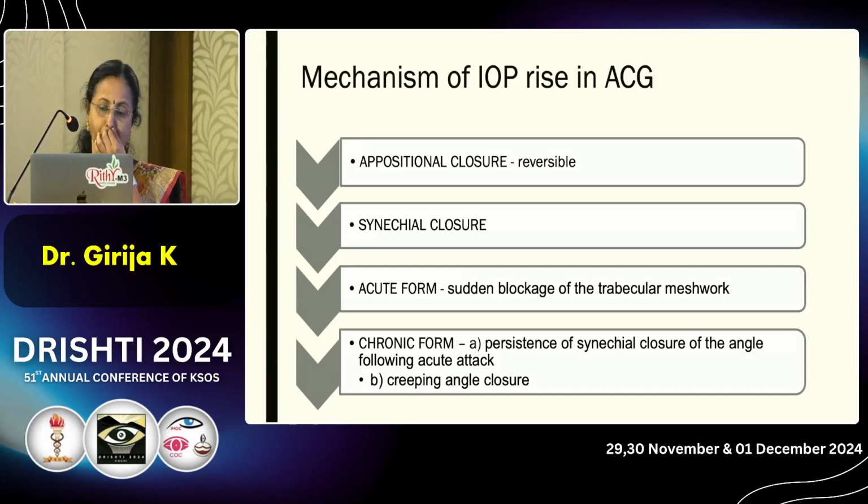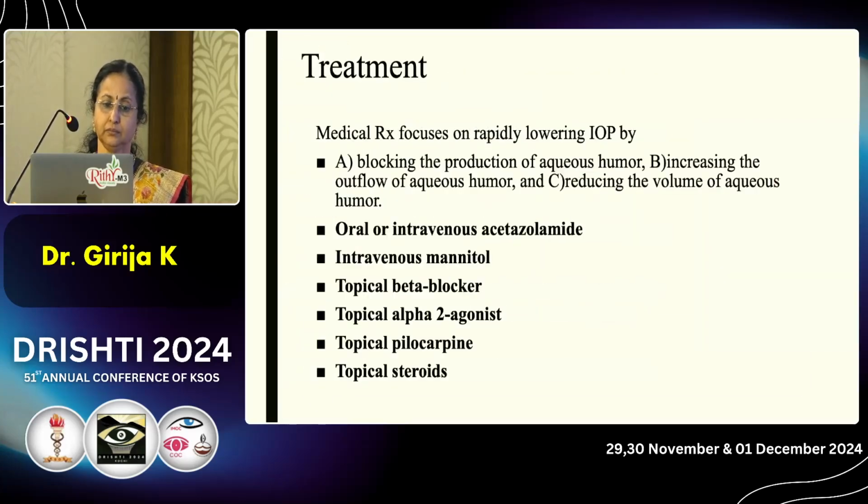What is the mechanism of intraocular pressure rise in angle closure glaucoma? In acute attack, there is a sudden blockage of the trabecular meshwork, and it is by the appositional closure or the synechial closure. So when it's reversible, it's appositional. But after an acute attack, sometimes the synechiae may remain permanent. It can even extend through the circumference, and it can result in a chronic angle closure glaucoma. So that is why even after doing a PI, you have to follow up the patient and see whether the disease is progressing.